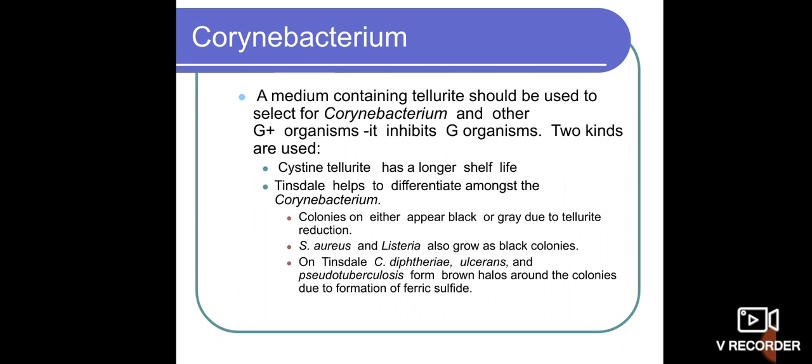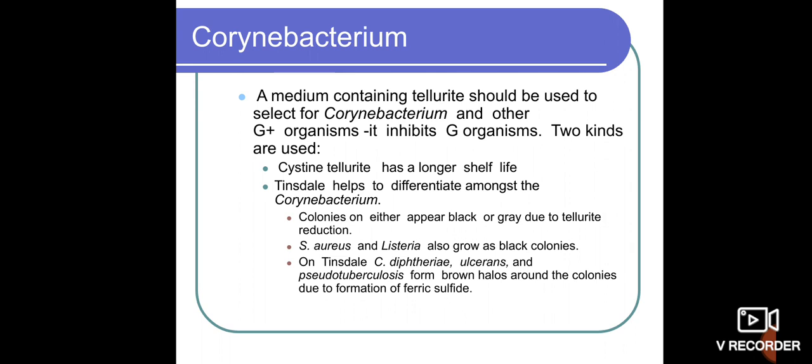Next is called tellurite blood agar. Tellurite blood agar is a selective media for growing Corynebacterium diphtheriae. On this media, only Corynebacterium diphtheriae will selectively grow, and other organisms are restricted. The addition of potassium tellurite, 0.03 to 0.04%, makes the medium selective for corynebacteria by inhibiting most other pathogenic and commensal bacteria.